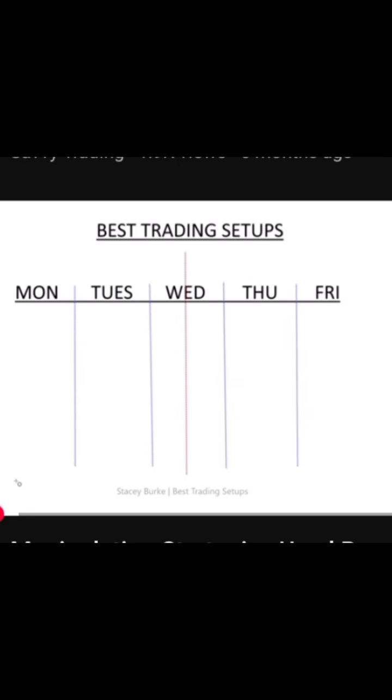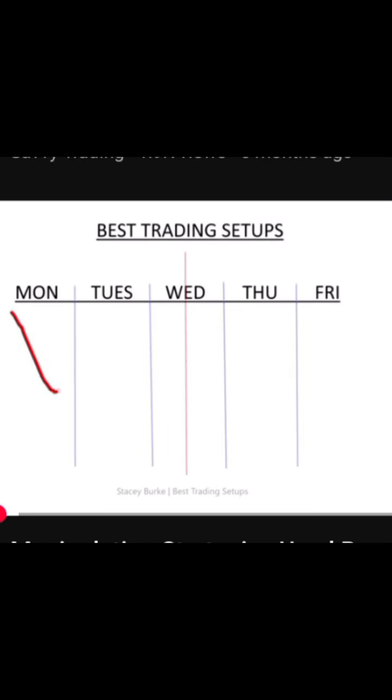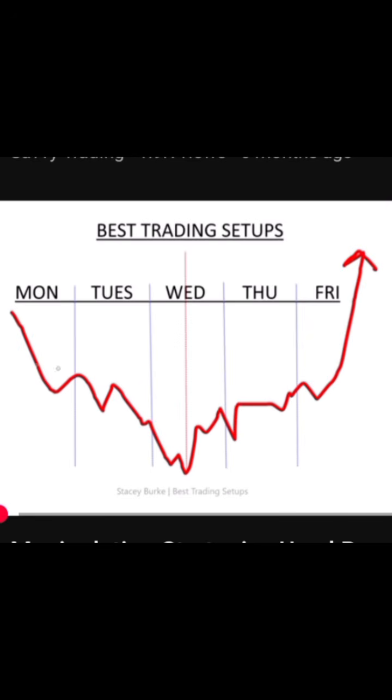The simple model is this, though. Day 1, day 2, day 3, we can have inside day, whatever, but it's pump and dump, or it's dump and pump. Same thing, just in the opposite direction.